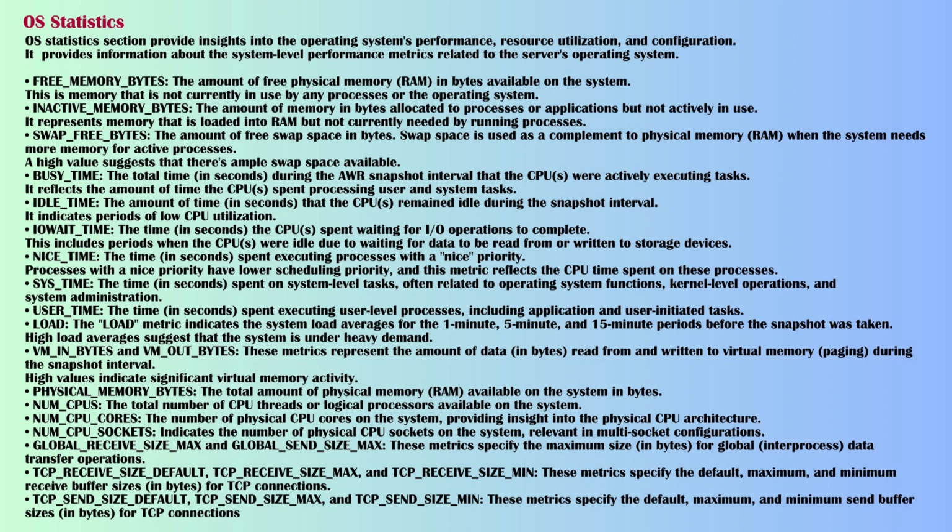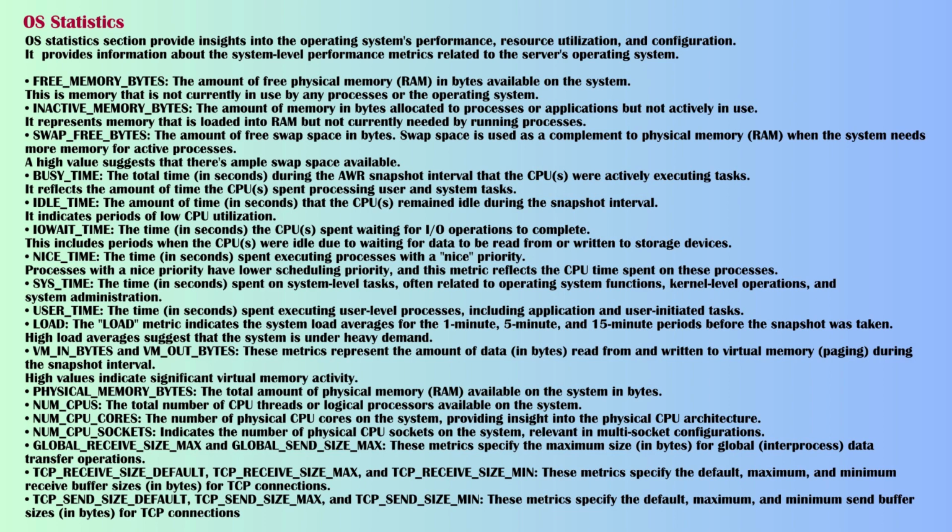Physical_memory_bytes, the total amount of physical memory, RAM, available on the system in bytes. NUM_CPUS, the total number of CPU threads or logical processors available on the system. NUM_CPU_cores, the number of physical CPU cores on the system, providing insight into the physical CPU architecture. NUM_CPU_sockets indicates the number of physical CPU sockets on the system, relevant in multi-socket configurations.